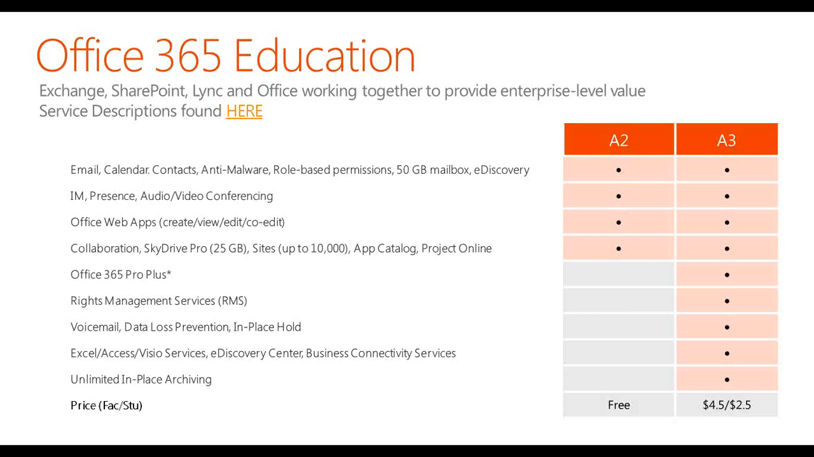But starting off, we look at A2. Again, A2 is free, and it gives you Exchange Online, which is email, calendar, contacts, anti-malware, role-based permissions, 50 gigabyte mailbox, and even e-discovery. That also comes in A3, of course. There is a difference between Exchange Online Plan 1, which is in A2, and Exchange Online Plan 2, which is in A3. That is noted towards the bottom when you mention voicemail and data loss prevention in that SKU.